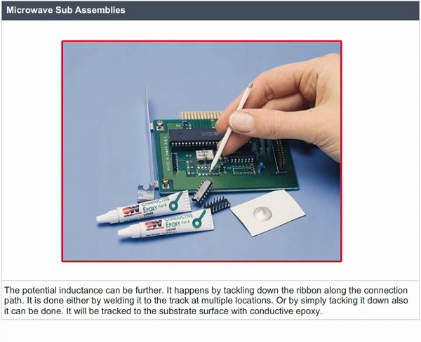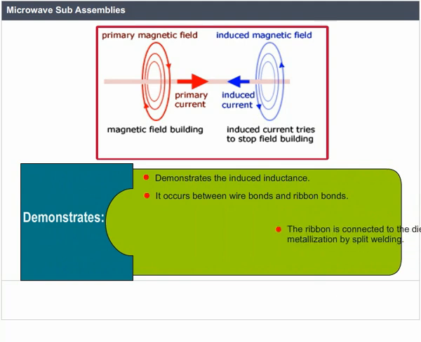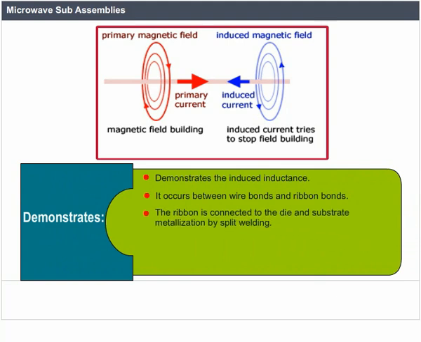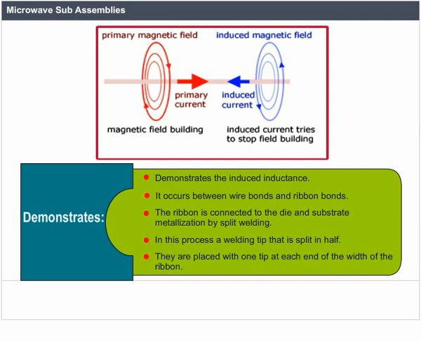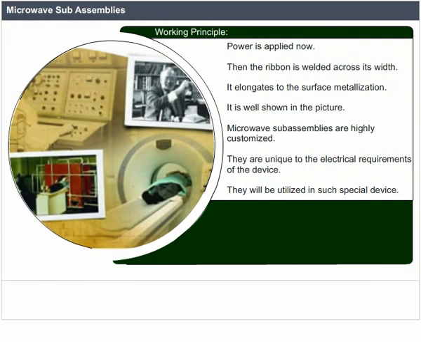This demonstrates the induced inductance difference between wire bonds and ribbon bonds. The ribbon is connected to the die and substrate metallization by split welding. In this process, a welding tip that is split in half is placed with one tip at each end of the width of the ribbon. Power is applied, and the ribbon is welded across its width to the surface metallization. It is well shown in the picture.